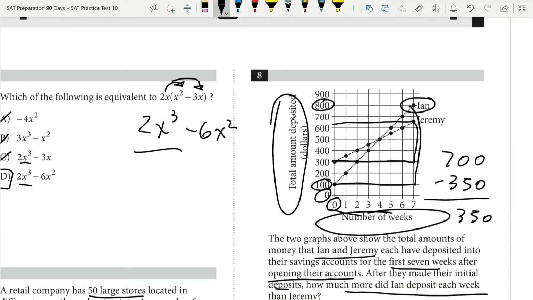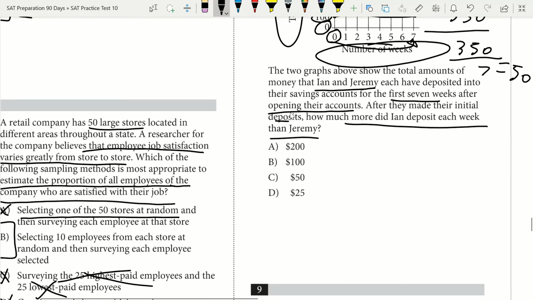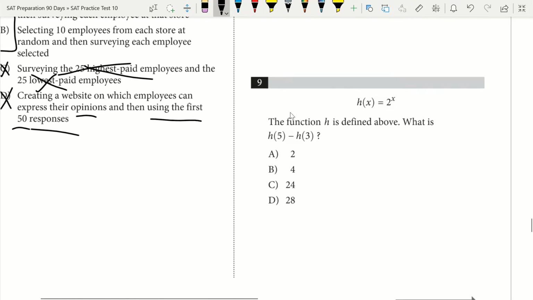I see that their change in x is 0 to 7 weeks, which is 7. So then I divide that 350 by 7, and I'm going to end up getting 50 as my answer. Okay, so 50 will be the change or the difference between their slopes, which is the difference in how much they're depositing each week. All right, question 9.